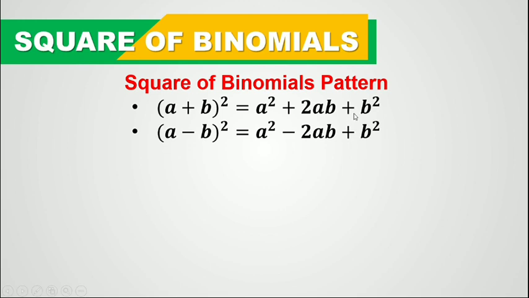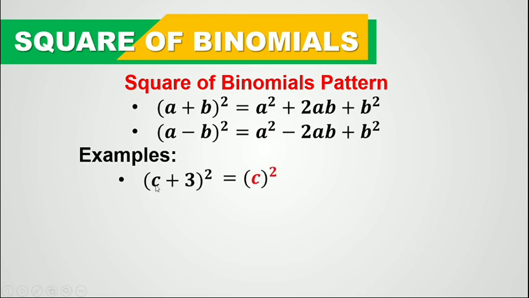Okay? Now let's have these examples for you to understand the concept better. Example, quantity c plus 3 squared. So again, all you have to do is square the first term. The first term is c, and then you square it, plus, since it is plus, you multiply the first term and the second term. So c times 3, that's 3c. And then you still multiply it by 2. 2 here is actually a constant. And then you add the square of the second term or the last term. So 3 squared. And then you evaluate, you simplify.